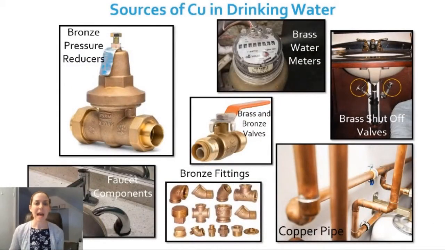If we look at some of the sources for copper in drinking water, some of them are the same as the ones for lead. So we again have the brass valves and fittings, the brass water meters, various faucet components. We also have bronze, so copper is present within the bronze alloy. So you have bronze pressure reducer valves, various fittings, and then of course copper pipe itself is going to be one of the major sources of copper to drinking water.